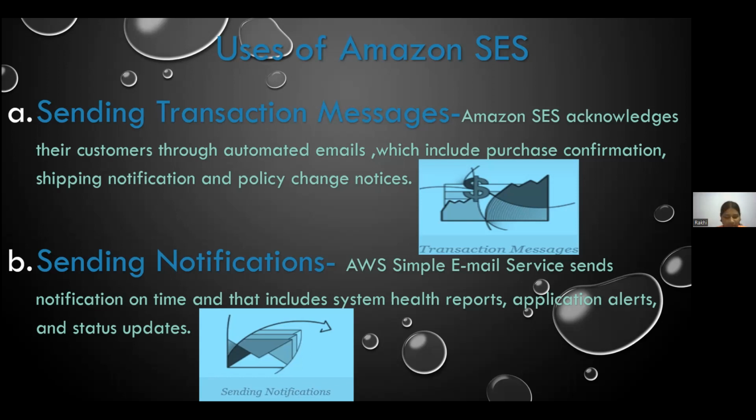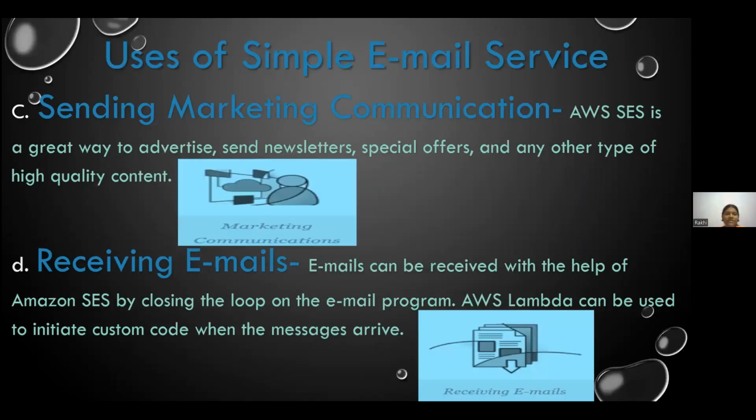Amazon Simple Email Service sends automated emails which include purchase confirmation, shipping notification, and policy change notice. Second is sending notifications. Amazon Simple Email Service sends notifications on time that include system health reports, application alerts, and status updates.